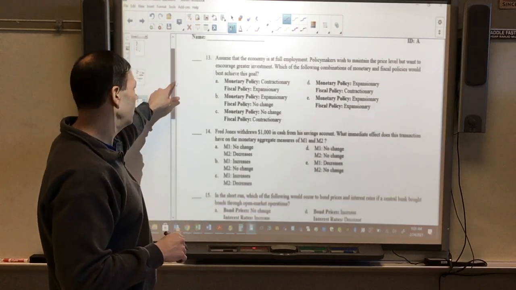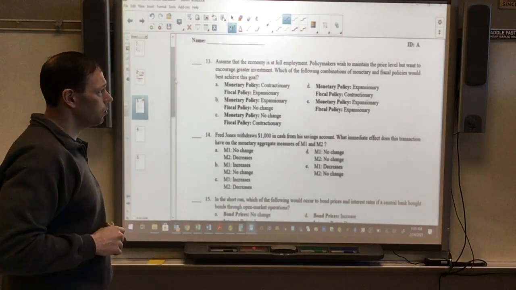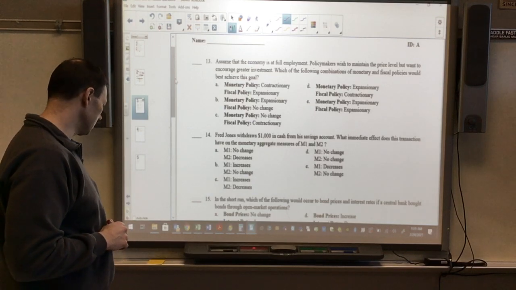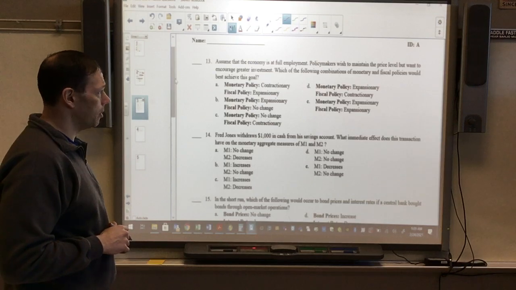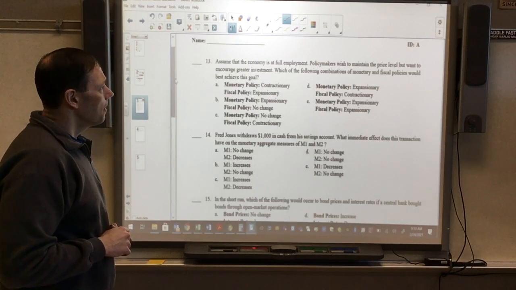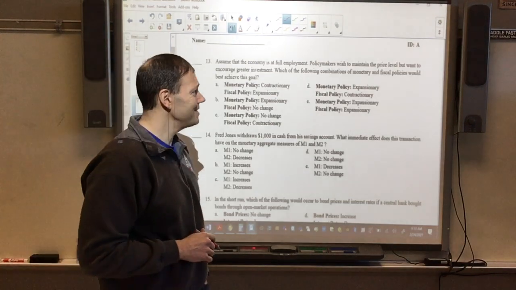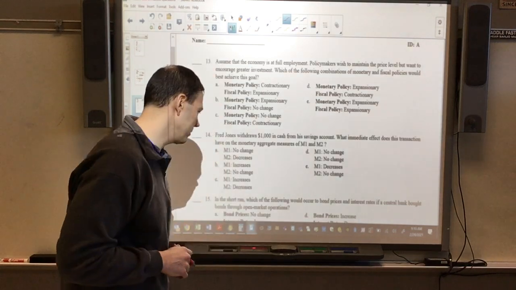Let's see, number 13 here. All right, so this one has some moving parts to it, so let's look at it. So, what's happening? We're at full employment, okay? Policymakers wish to maintain the price levels. Let me stop right there.